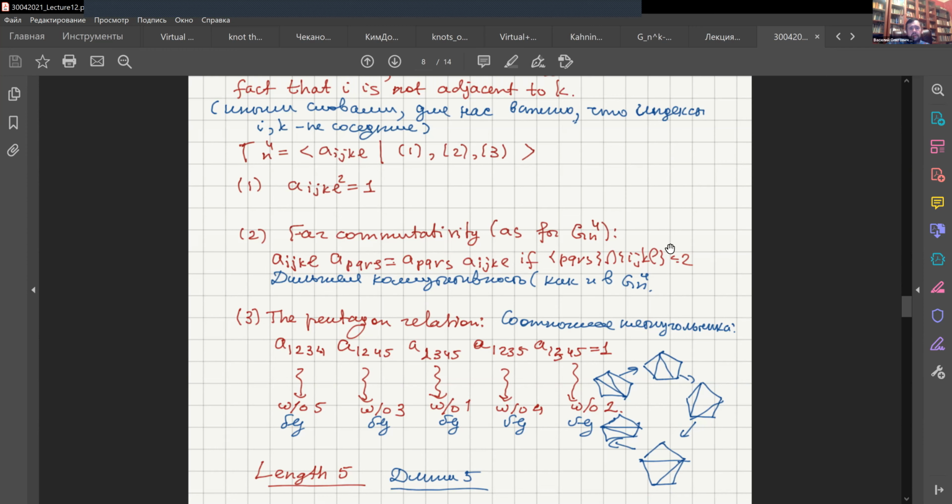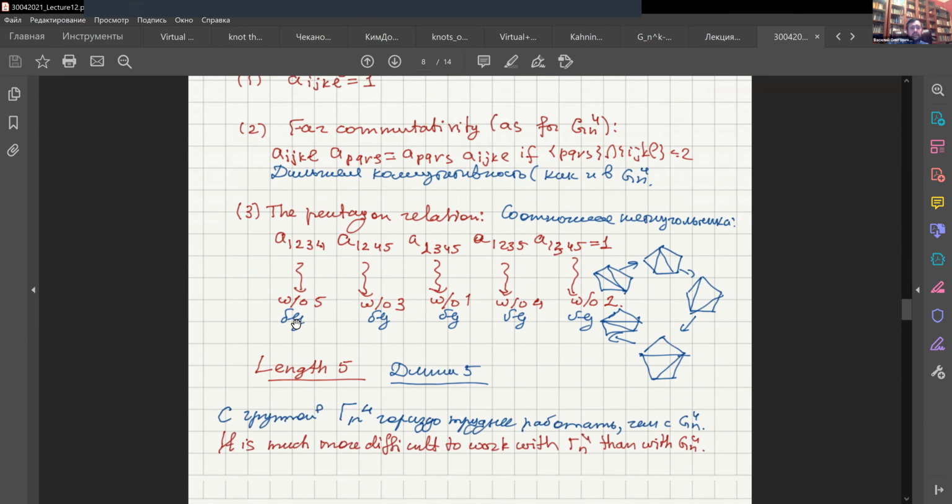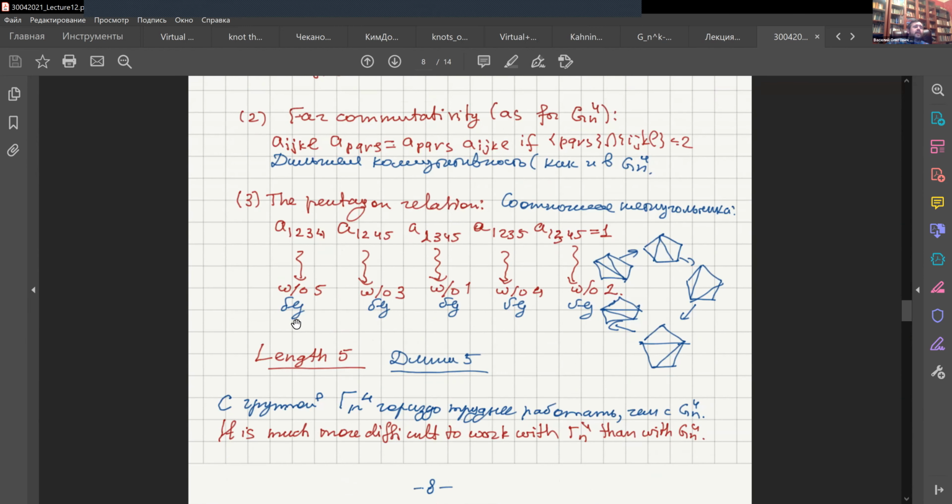Коммутируют, если у них имеется не более 2 общих индексов. Это так же, как в ГН4. So, if two sets of indices have no more than 2 indices in common, then they will commute. And the third relation is very interesting. This is the relation of length 5.